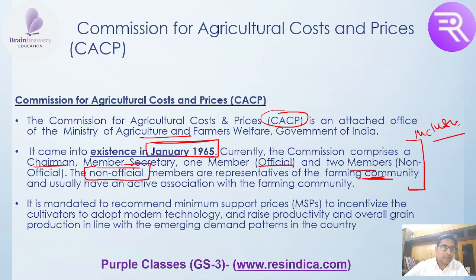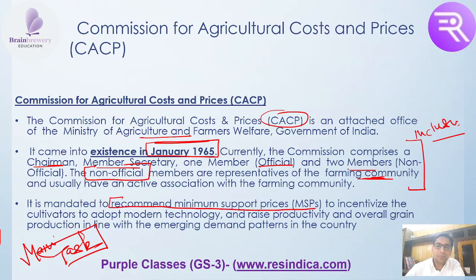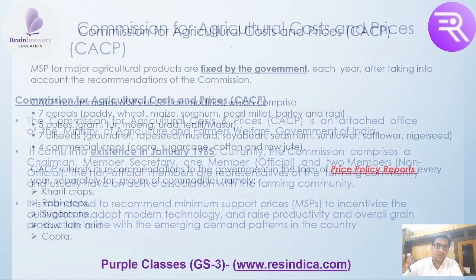So the main task of the Commission for Agriculture Costs and Prices is to recommend the minimum support price: how we can incentivize the cultivator to adopt modern technologies, to raise productivity, and to overall gain productivity. Based on the demand pattern, the type of technologies and everything, this commission has been tasked to recommend MSP. So CACP stands for recommendation for MSP, minimum support prices, right?